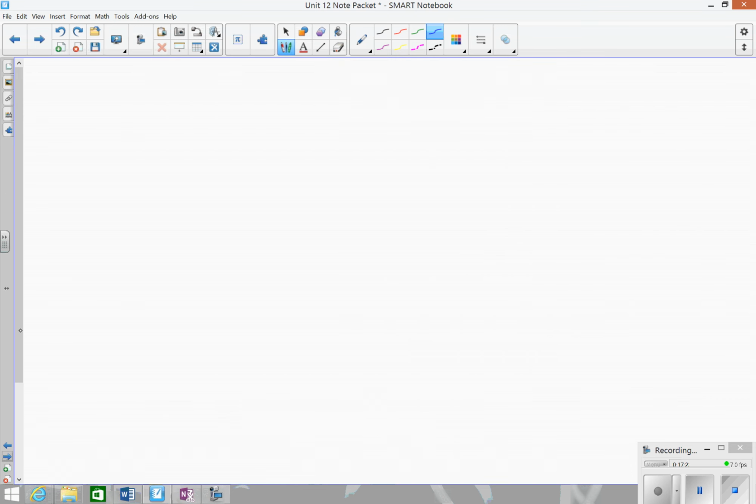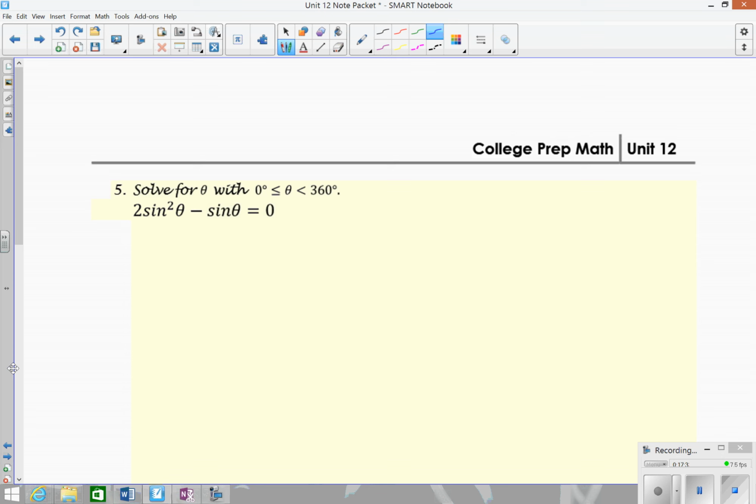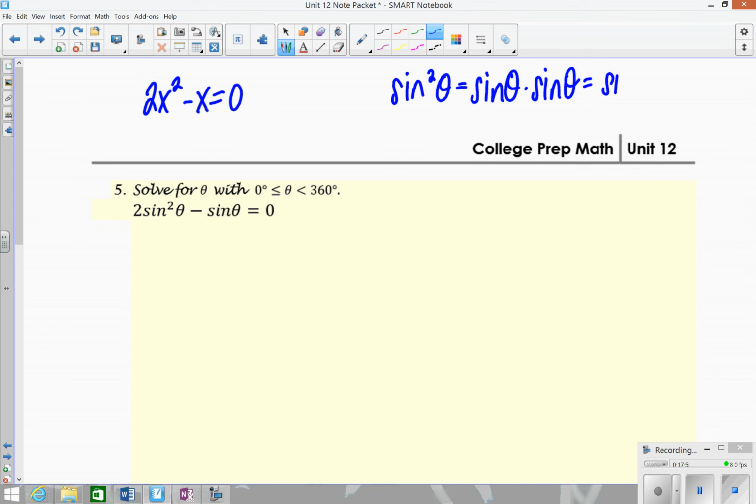Okay, so looking at the next one here, this is where the algebra starts to get a little more complicated, because now you're going to actually have to factor to solve this. So basically think of this as 2x squared minus x equals 0. Remember that sine squared theta is equal to sine theta times sine theta, or the same thing as sine theta quantity squared. It's not equal to theta squared. It's not equal to sine of theta squared.